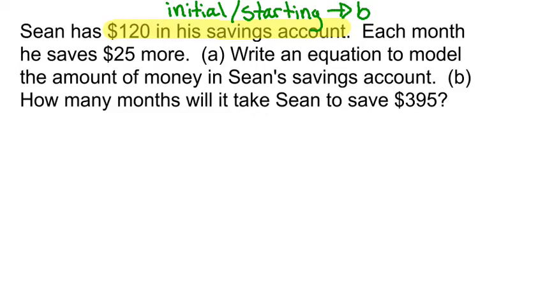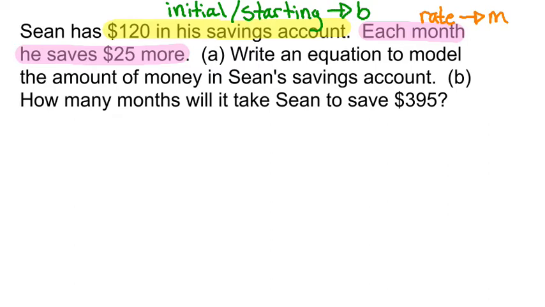Each month, he saves $25 more. Anytime we see something that happens each month or each week or for every this, that's a sign that we have a rate. Every month he gets $25 more, or he's adding $25 to his account. This is a sign of our rate of increase or decrease. It's our rate. And remember, rate is just a slope. That's our m value.